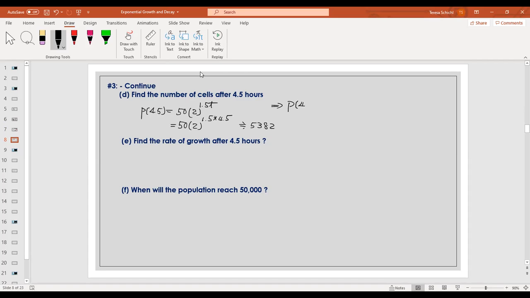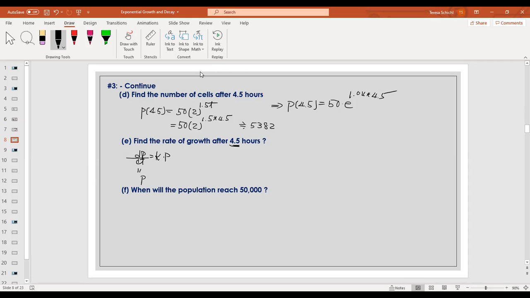If you like, of course you can do this. You say P(4.5) will be 50e, then you say 1.04 times 4.5, right? So it's the same way. You can get a very similar answer here. Okay, so now part E is the rate of growth again. So remember dP/dt is equal to kP, right? So now they want to find the rate of the growth at 4.5 hours.